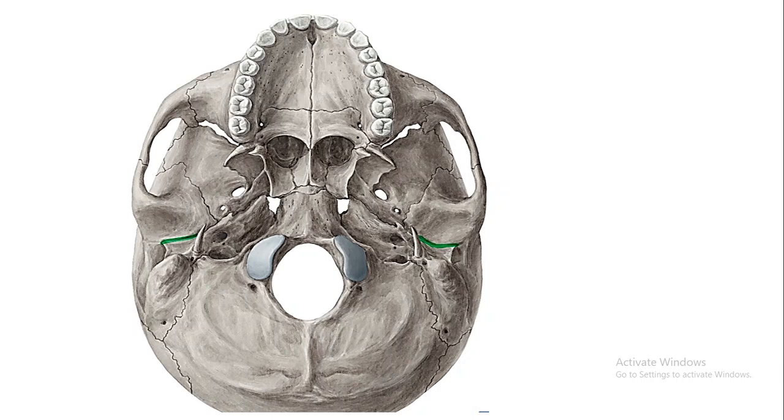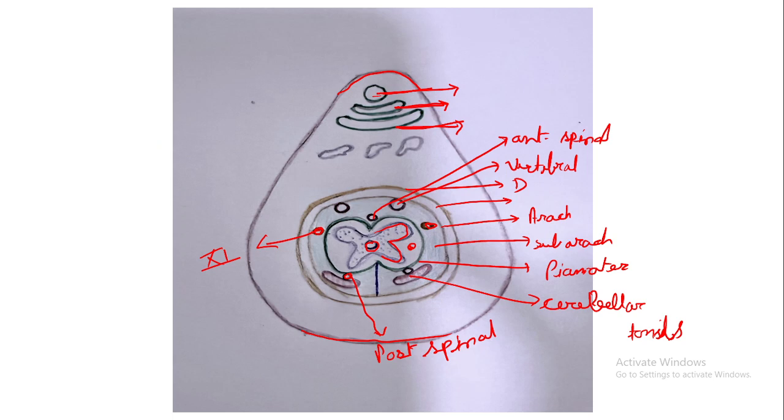Now, any stenosis or cerebral herniation can cause compression of the medulla oblongata as well as the spinal cord in this foramen magnum. It may affect the flow of blood and cerebrospinal fluid, which can lead to life-threatening respiratory complications. So, this is the clinical significance of the anatomy of foramen magnum.